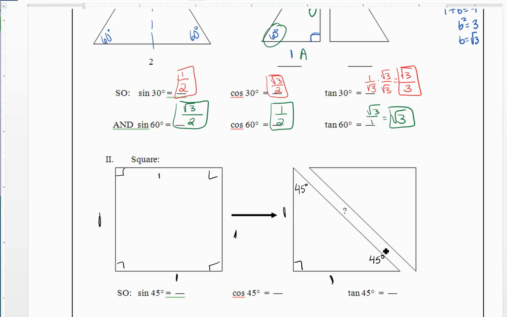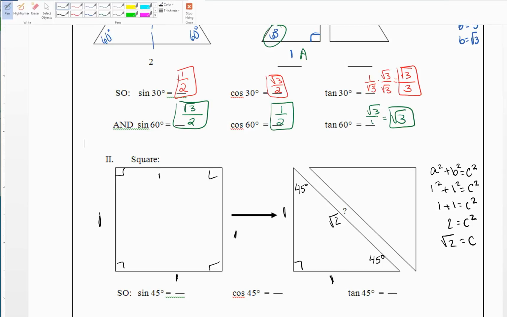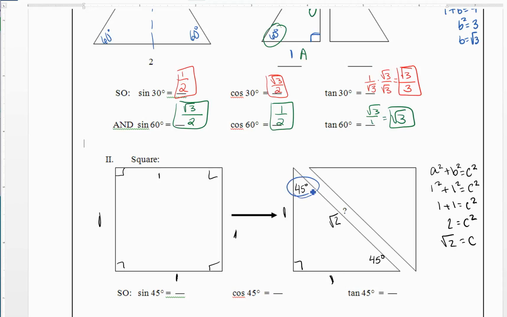Now we do have to use the Pythagorean theorem to find the other side, the hypotenuse. So a squared plus b squared equals c squared. We're going to have 1 squared plus 1 squared equals c squared. 1 plus 1 equals c squared. So c will be the square root of 2. Okay, so now here it doesn't matter which 45 degrees we think of as our theta, so we'll choose that one. Now no matter what, the square root of 2 would be our hypotenuse. Now with this one, this will be our adjacent and this will be our opposite.